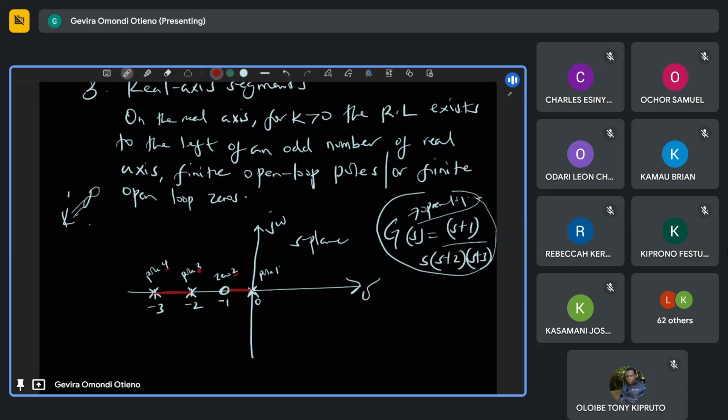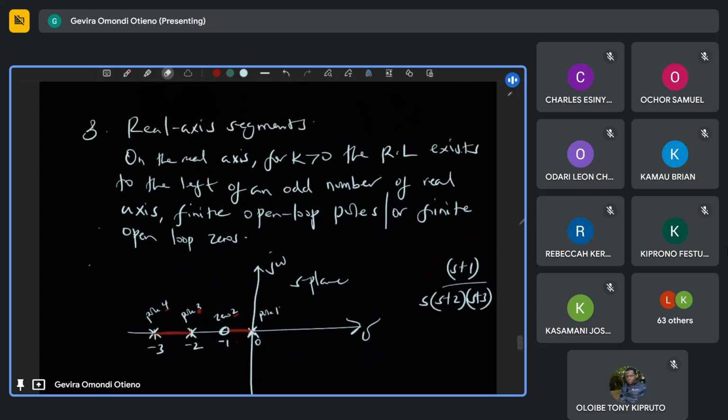I don't want to draw the root locus at this point. I'll come back and draw it. But we know that, of course, on the real axis, those are the root locus points. But it's not complete. I'll come and complete it later because we still have other rules that I must put in place. Then we will draw that, okay?